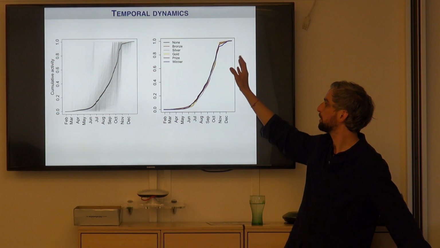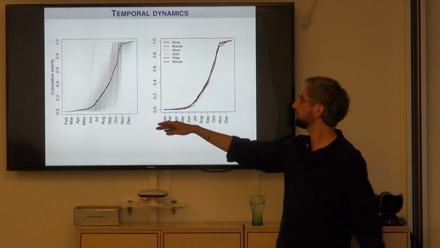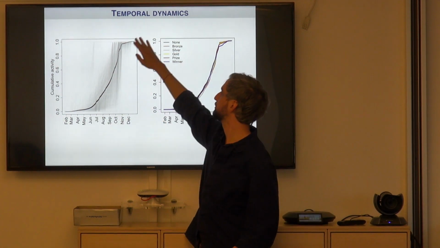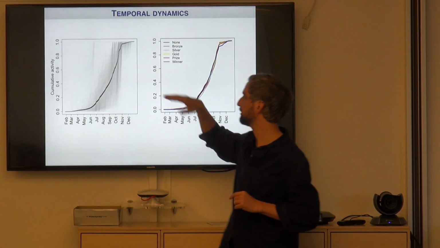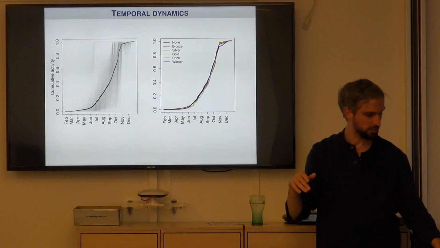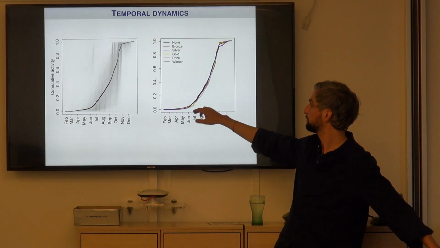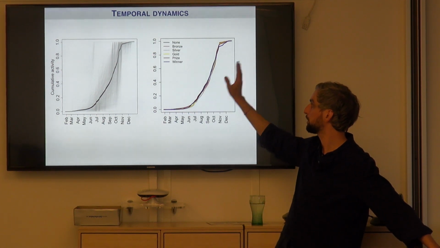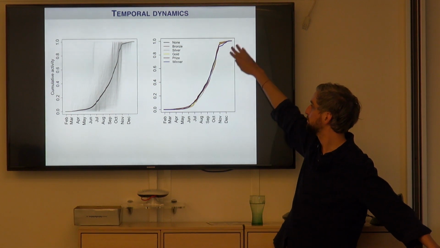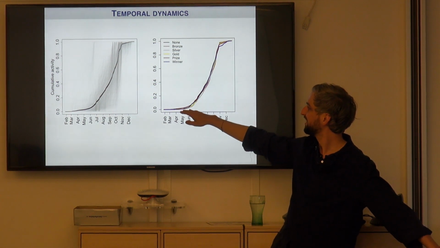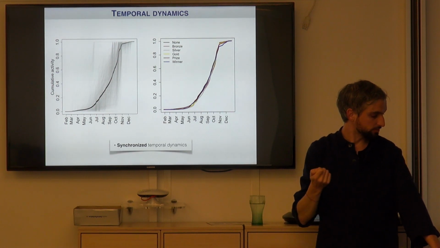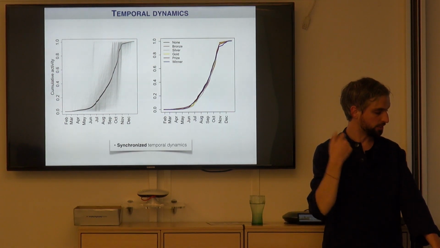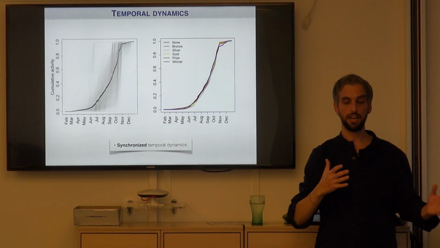First, temporal dynamics. This is the activity of teams throughout the year. Each gray line is a team, and the black line is the average activity of a team. As I told you before, they're all pretty much synchronized, so whatever your medal is, you will have more or less the same activity throughout the year.